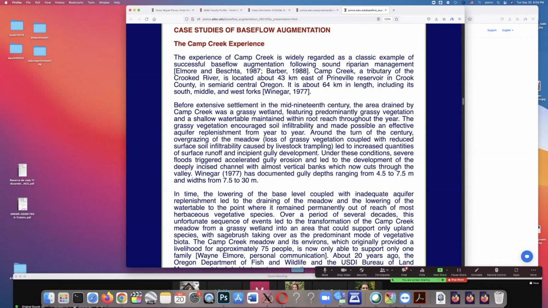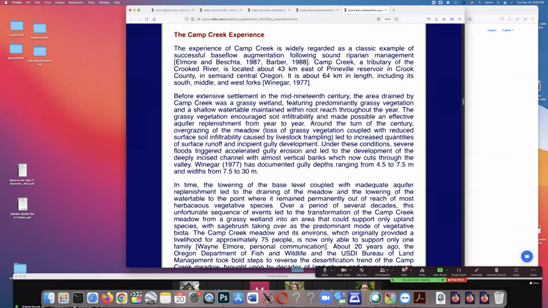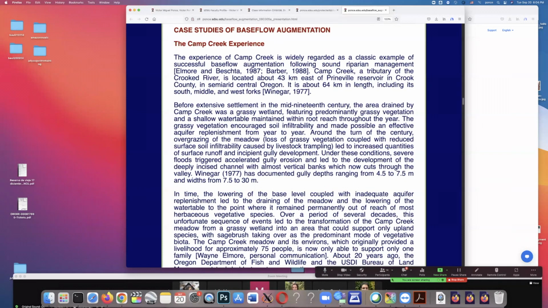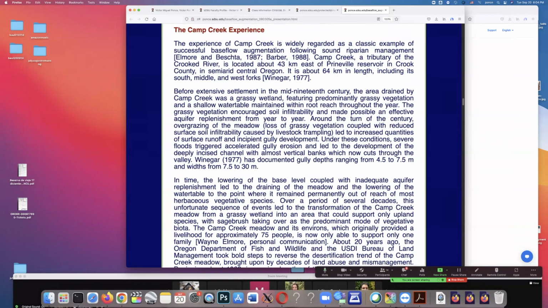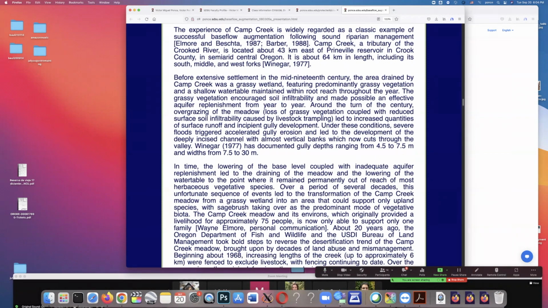And we researched baseflow augmentation, and one of the few references that we could identify was the Elmore and Beschta paper, 1987, and Barber, 1988, I'm sorry. And so this is about Camp Creek, which I have already shown you the pictures. You have seen Camp Creek in raster form already.